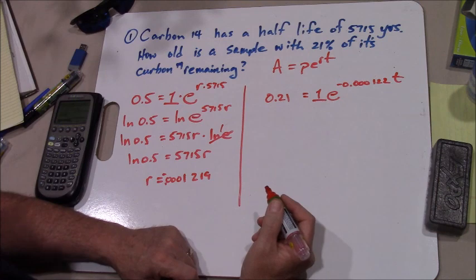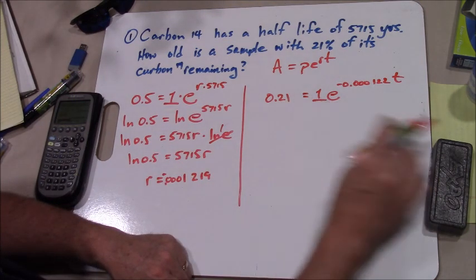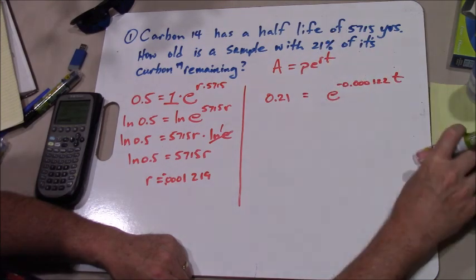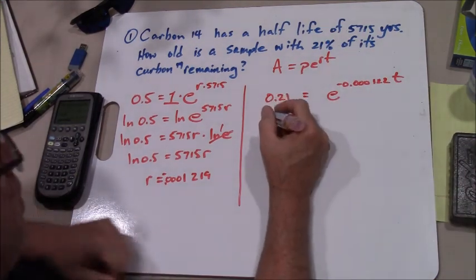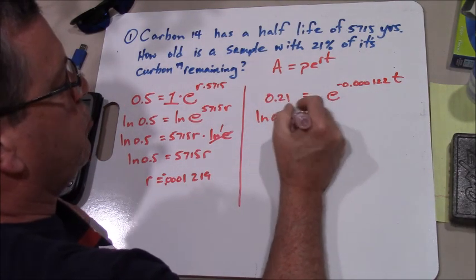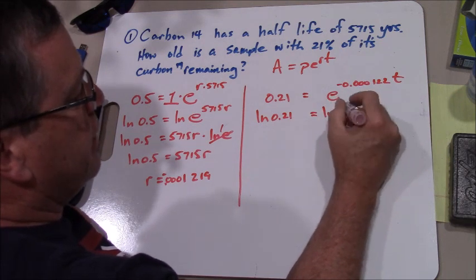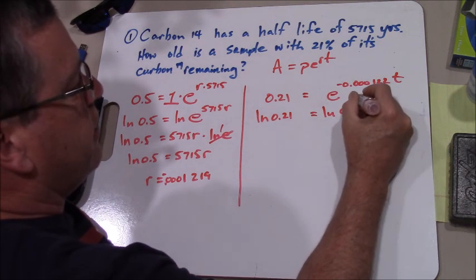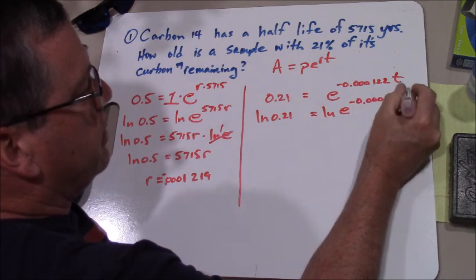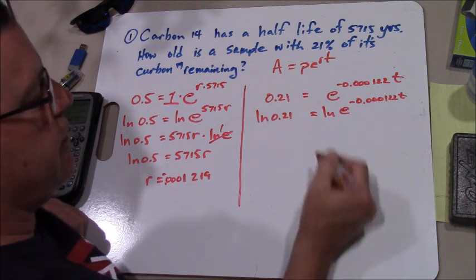And so now I just have to solve that, and I'll do it the same way I did the first part of the problem. I don't really need the 1 there, so we'll get rid of that. Take the natural log of both sides, so natural log of 0.21 equals natural log of e raised to the negative 0.000122t. I'm still going to keep track of that exact number in my calculator.